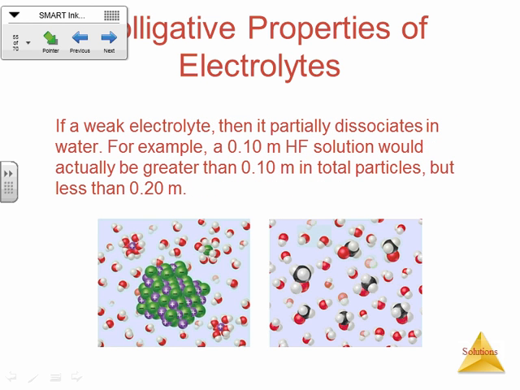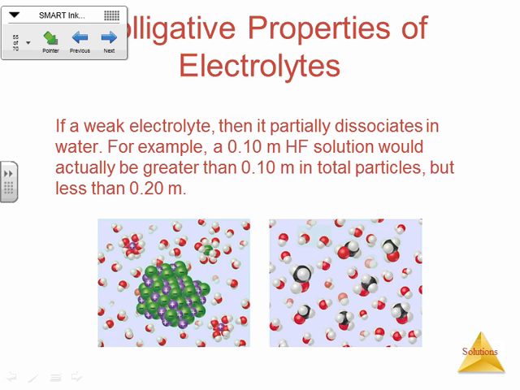If you have a weak electrolyte here, for example HF, remember HF is a weak acid. Let's say that we have 0.10 molal HF. When we put that into water, some of that HF is going to dissociate and some of it will not. So the new concentration is going to be greater than 0.1 because some of those things split apart into ions, but it's going to be less than 0.2 because not all of them are going to split apart. Okay? Still with me?